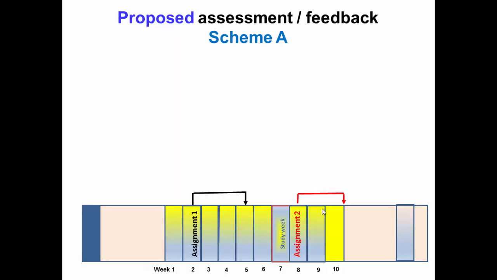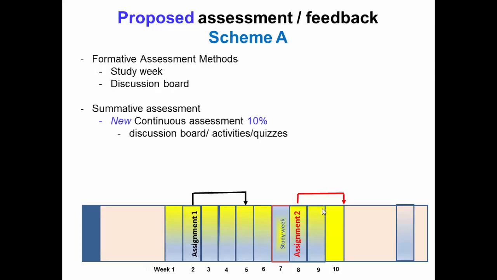So, reflecting on the current practice, the assessment scheme could be modified to allow improvements in student feedback and application to subsequent assignments by the restructure of the assignments to include a mark for continuous assessment at 10%. This would include discussion board participation, activities and quizzes, allowing greater formative assessment. As these contribute to the final grade for the module, the students are encouraged to fully participate in these activities.